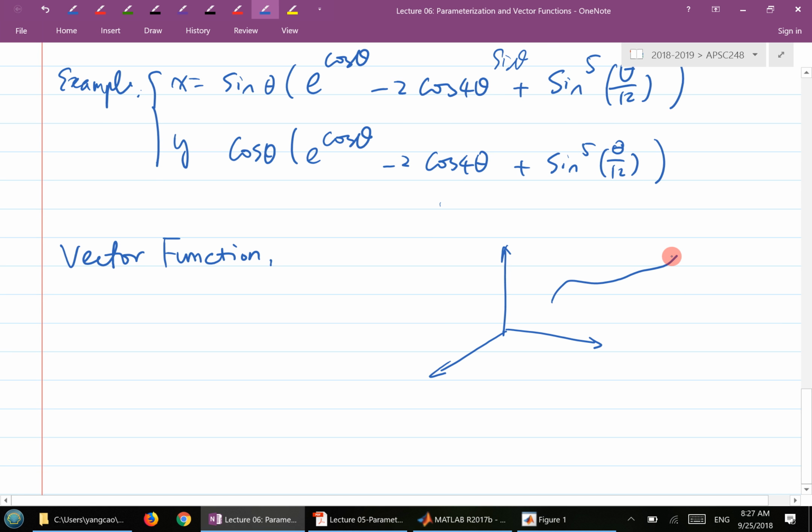If I have a curve in 3D space, here's a curve C. As I mentioned, to represent this curve, I can use a parametric equation. Basically, we derive a set of equations: x of t, y of t, z of t.